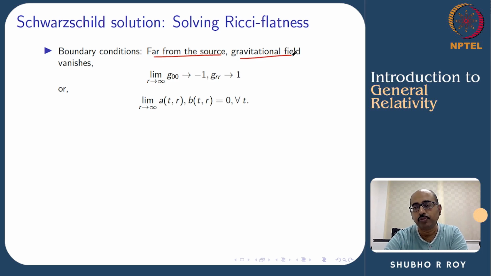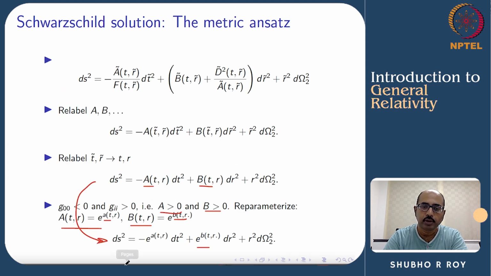That means the metric should become Minkowski space. If there is a spherical mass distribution very far from the source, you will not feel its effects, because the gravitational field will fall down with distance, and at spatial infinity you should expect the metric to become Minkowski. So that means G00, which contains the information about little a, should become -1 as r goes to infinity, and GRR when r goes to infinity should approach 1. So this in turn, if we look at the exponential parameterization, means A must go to 0 and B must go to 0.